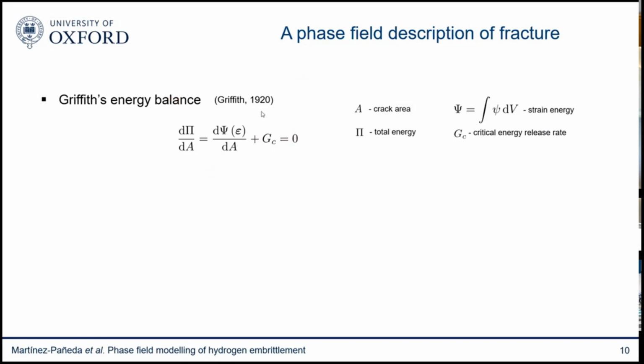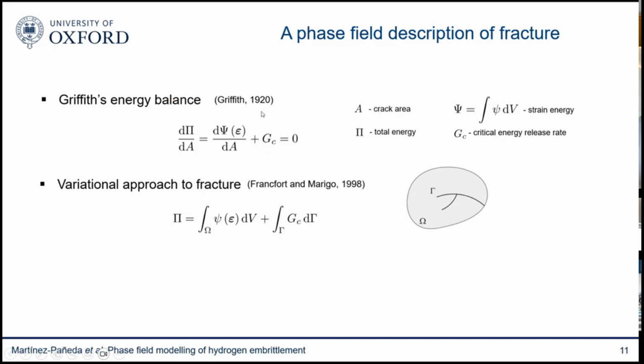And then we know that if we are able to express this mathematically using a variational approach, then we can define a functional. And if we're able to minimize this functional, then we're able to predict the evolution of cracks as an exchange between stored energy and fracture energy. So based purely on Griffith. And this is quite challenging.